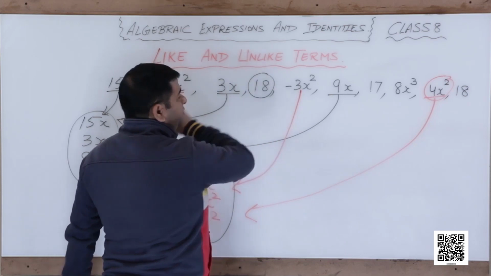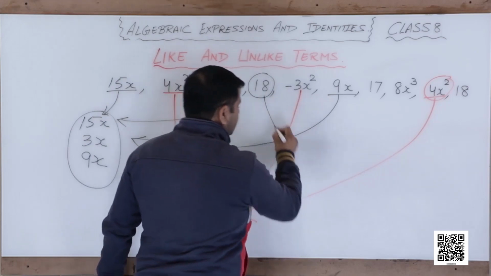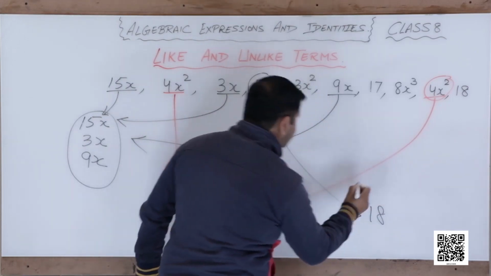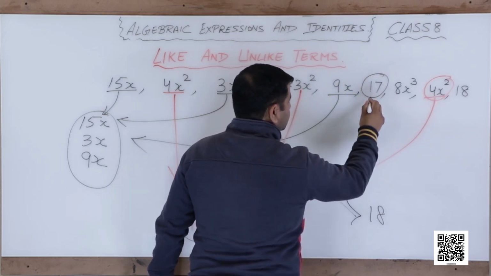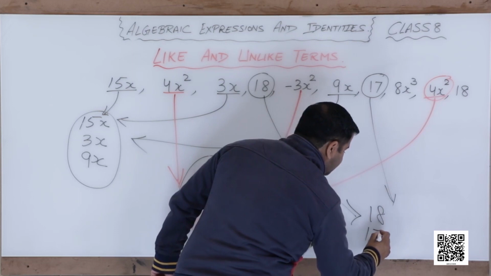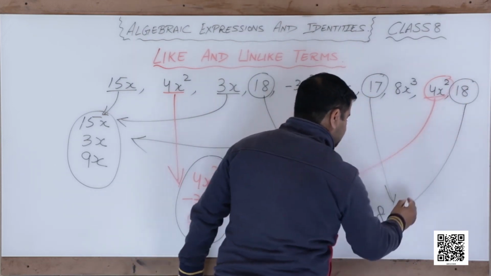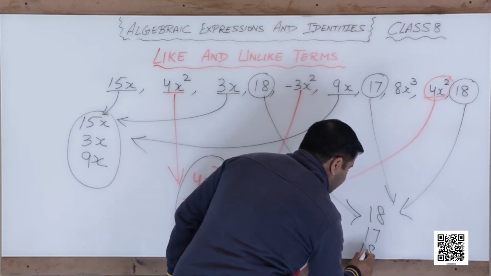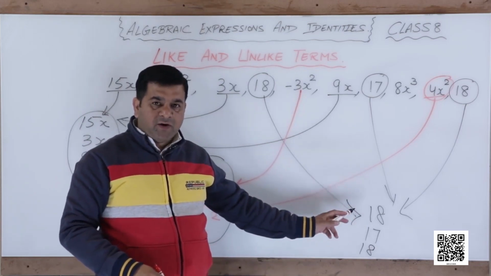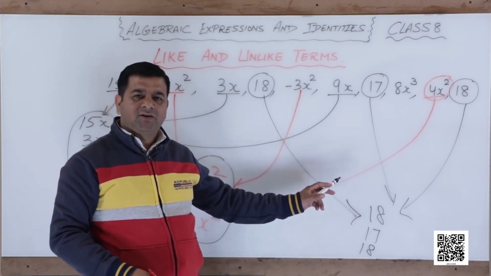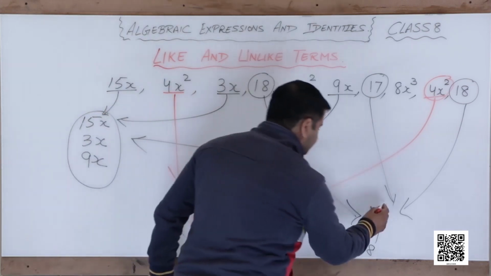Let's find out some more. This has no variable, that is, it is called a constant term, 18. We write constants here, 18. There is this constant without x, 17. So I write it here. And there is one more constant here, 18, again the same constant. These are constant terms without any variable, so they are called constant terms. And what kind of terms are these? These are like terms.